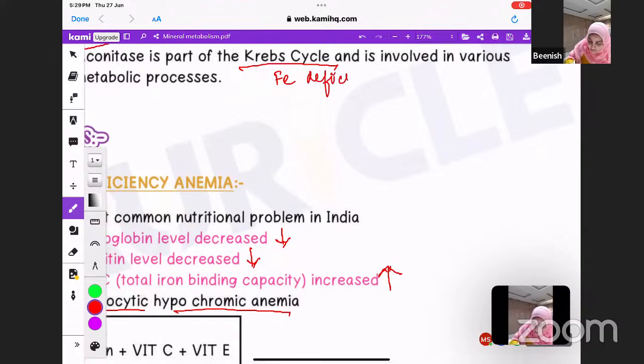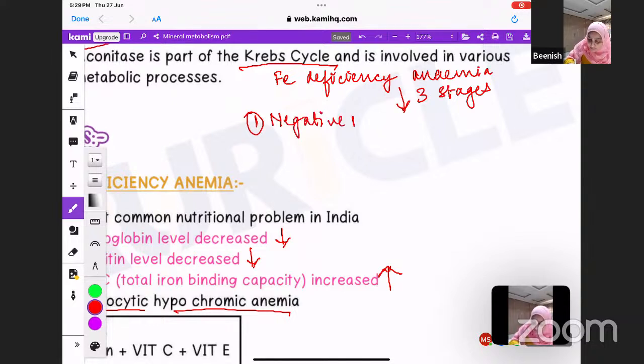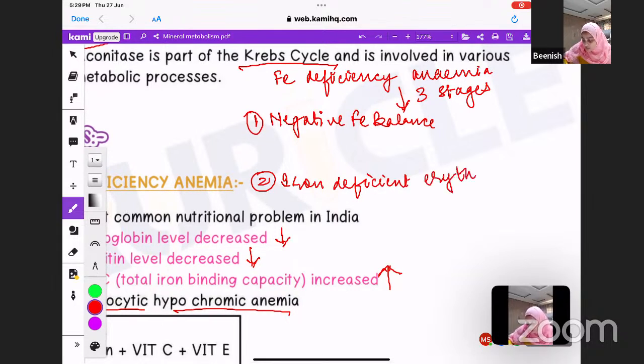Iron deficiency anemia progresses through 3 stages. What are those 3 stages? The first being negative iron balance. The second being iron deficient erythropoiesis. And then finally, iron deficiency anemia.